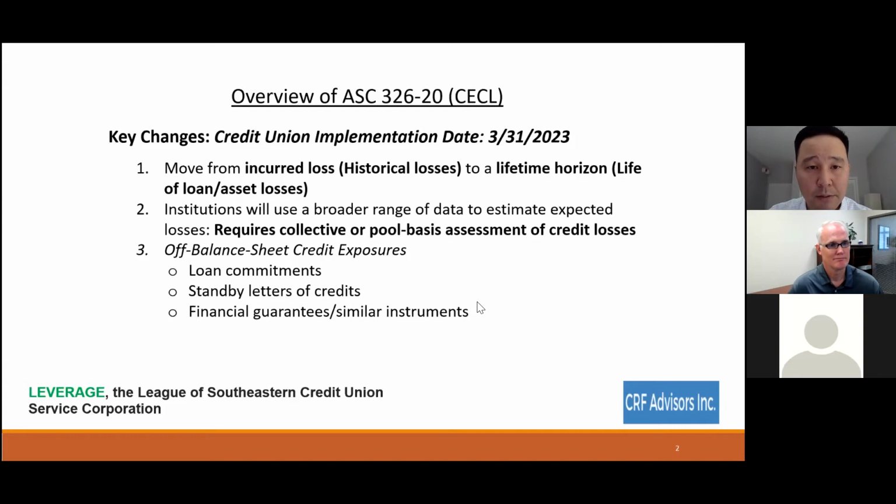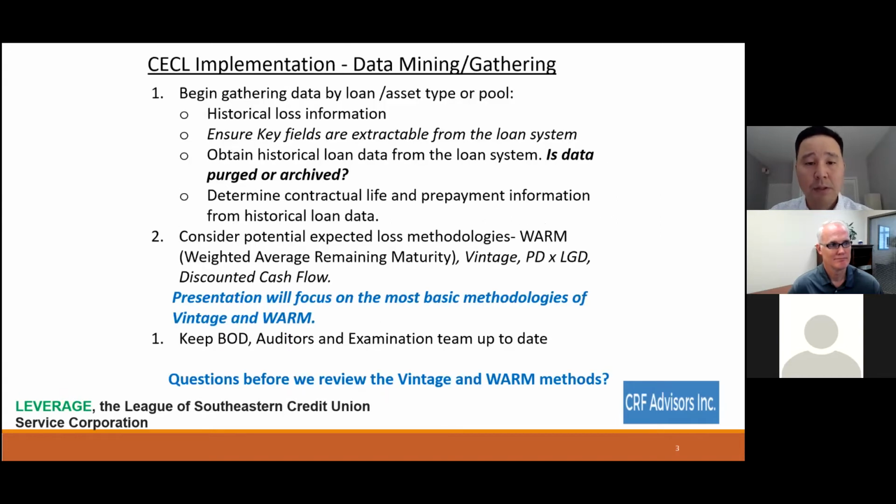Jump to the next slide here. So when we talk about CECL implementation and data mining and gathering, what you want to do is start by gathering various loan information from either the loan type or the pool type. And that can be allocations of auto loans. That can be a breakout between autos of new and used. That can be various consumer portfolios, credit card loans, obviously 1 to 4 family residential mortgages, home equities, and things like that. So that's what we mean by breaking it out by asset, by loan type, asset type, or pool. Okay.